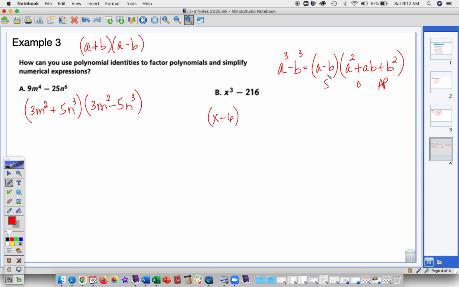Okay, so that's the binomial part. Now for the trinomial, I look at this, I square x. In the middle is plus their product, so plus 6x, and then the last term is the 6 squared. And again, you could check this by distributing and make sure you go back to the x cubed minus 216.